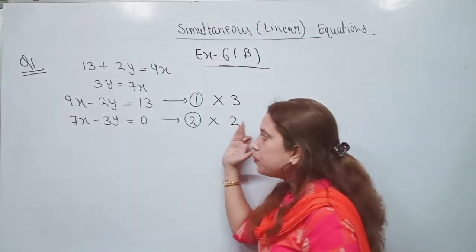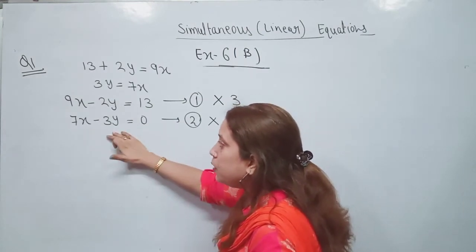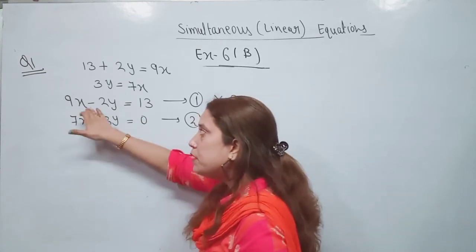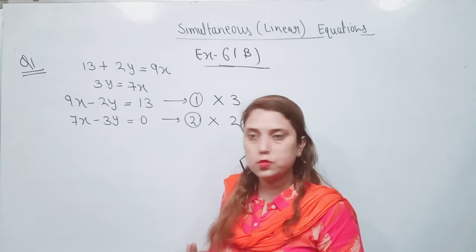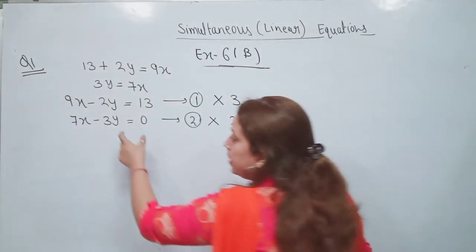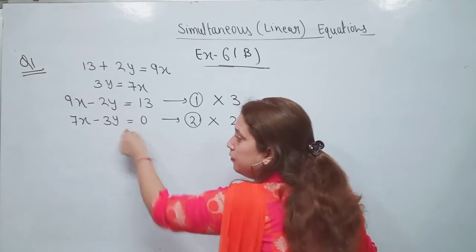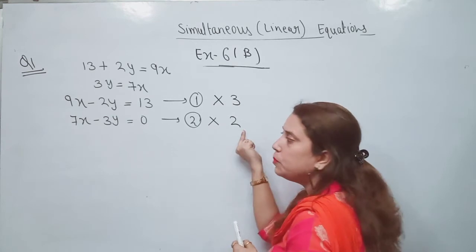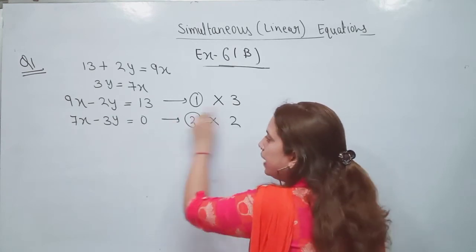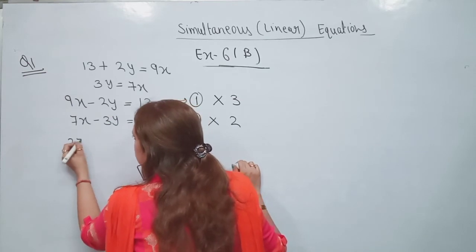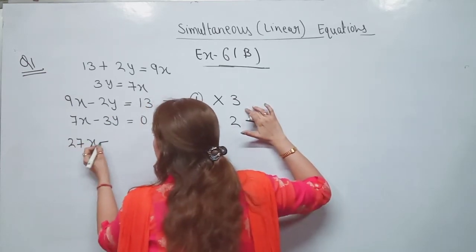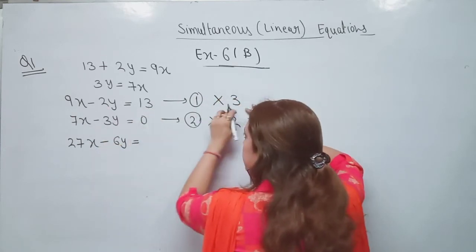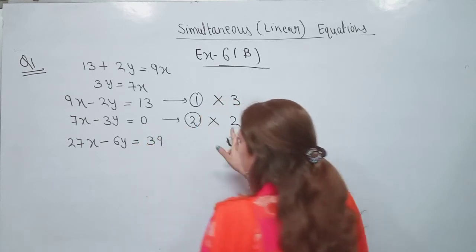Okay, so first we multiply equation 1 by 3 and equation 2 by 2. Here I am going to make the coefficient equal for variable y. You can make the coefficient equal for x also. This is your choice. So it will be 9 into 3, 27x minus 3 into 2, 6y is equal to 13 into 3, 39.